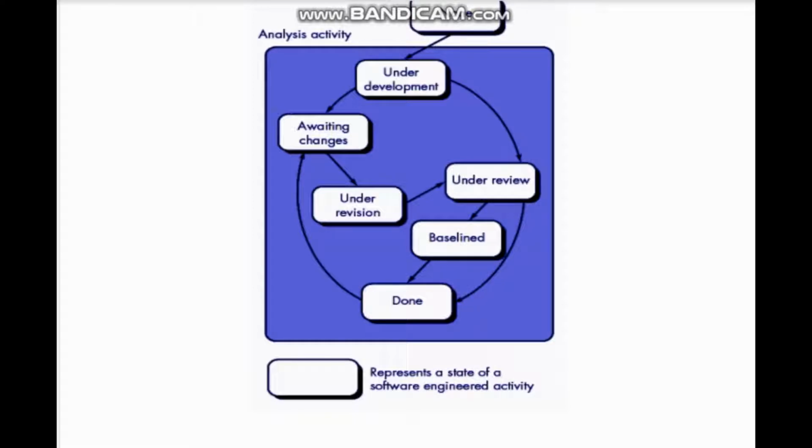Let us see the examples here. This is the diagram which will indicate how the concurrent model works. Here you can see that there are various boxes, and each box represents a state. We have the under development state, then awaiting changes state, under revision, under review, baseline and done. So these are the different states. Followed? Okay, now I will give you an example to know how these states exactly work.